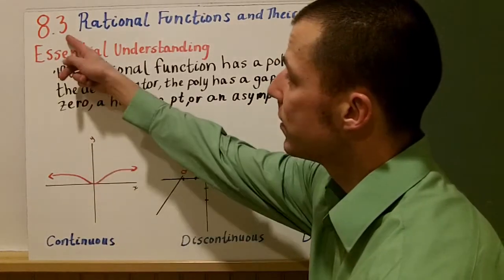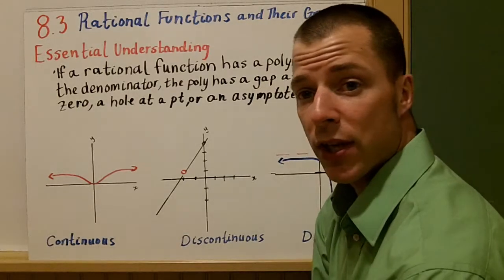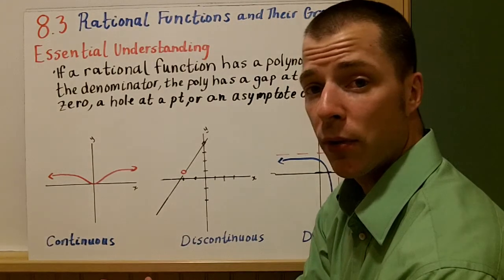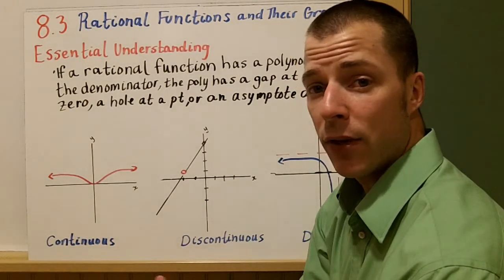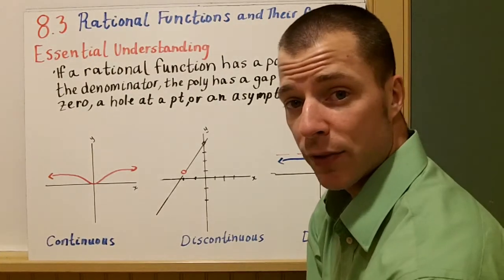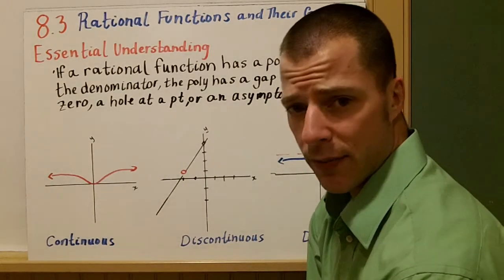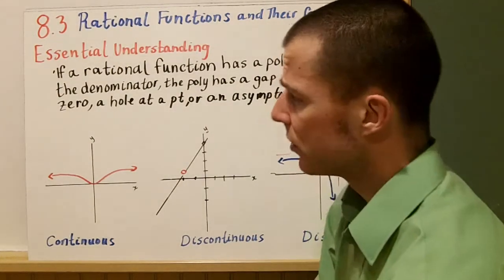Okay, welcome to section 8.3, rational functions and their graphs. And judging by the title, you can see that we've been exploring rational functions, and now we're going to be looking at the graphs that they produce. These are non-polynomial functions, and so what we're going to do is study the various types of graphs that we can get with rational functions.